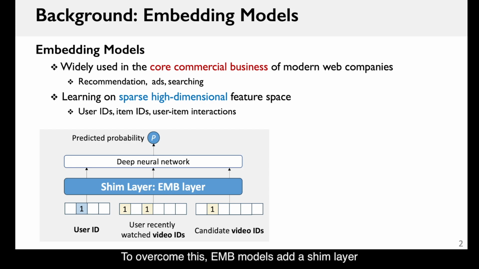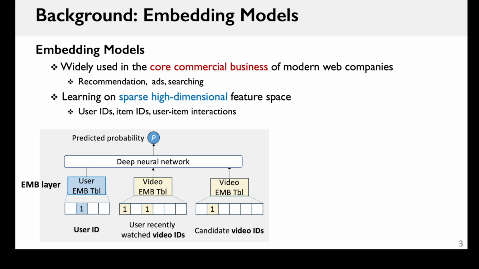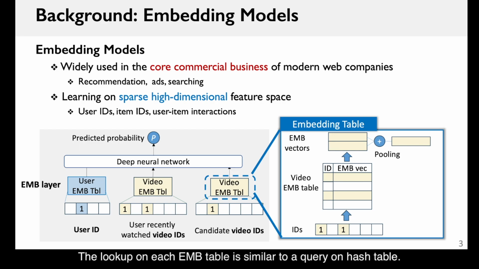To overcome this, embedding models add a shim layer between the high-dimensional sparse ID and the traditional DNN, which we call the embedding layer. The embedding layer contains multiple embedding tables, such as the user embedding table and the video embedding table. Each table maps a type of high-dimensional sparse IDs to low-dimensional dense vectors, called embedding vectors. The lookup on each embedding table is similar to a query on a hash table. We use IDs as keys and get the values as the embedding vectors. All embedding vectors are pooled and then fed into the traditional DNN.